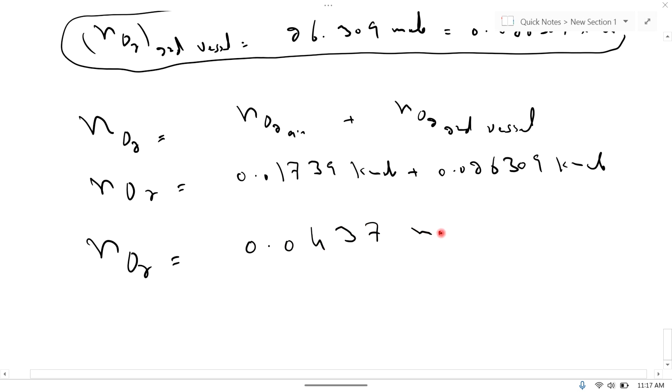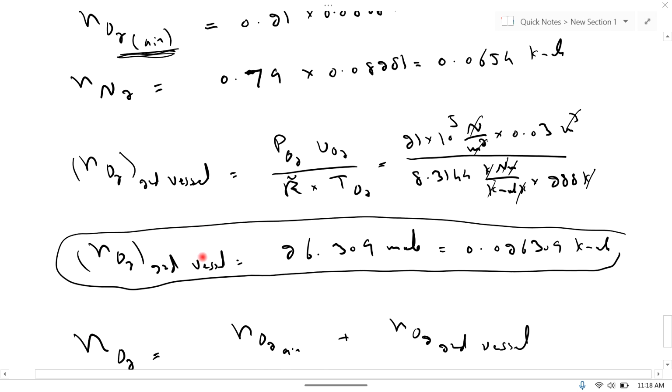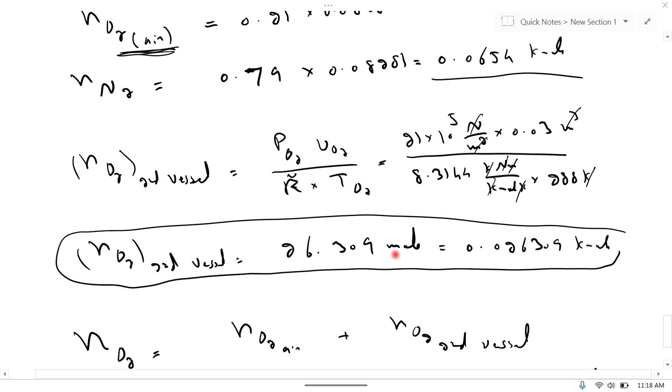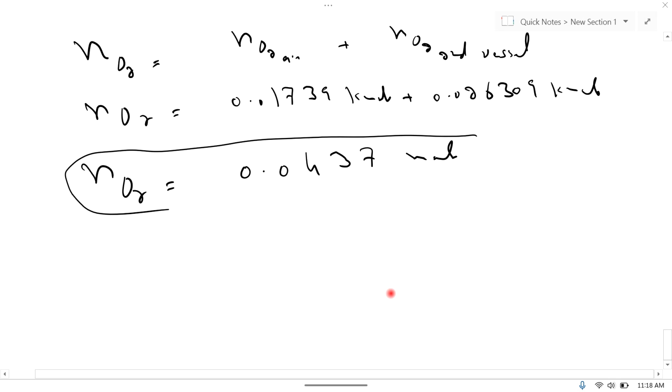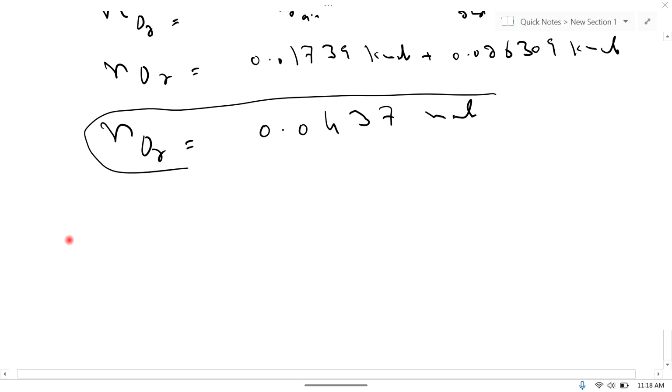Adding these two values, the number of mole of oxygen is equal to 0.0437 kilomole, and the number of mole of nitrogen is already 0.0654 kilomole. Now we can find the mass from these values. As we know, number of mole is equal to mass divided by molar mass.